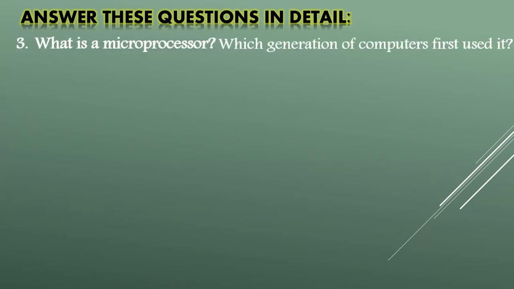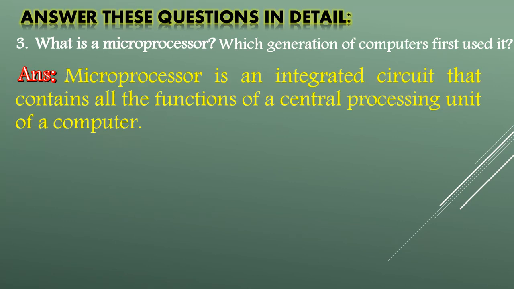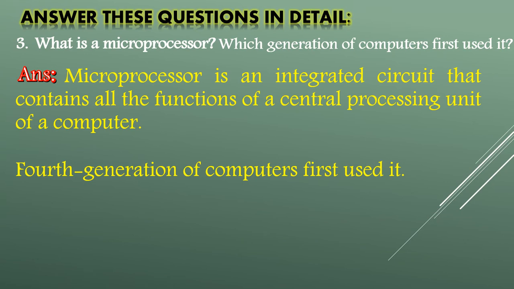What is a microprocessor? Which generation of computers first used it? So a microprocessor is an integrated circuit that contains all the functions of a central processing unit of a computer. Fourth generation of computers first used it. So which generation also it is clear, fourth generation, because third generation used that IC. After that IC, it has come just after the IC. You will find that the fourth generation has come, and in the fourth generation you will find that IC became smaller and more complex, and these came to be known as the microprocessor.